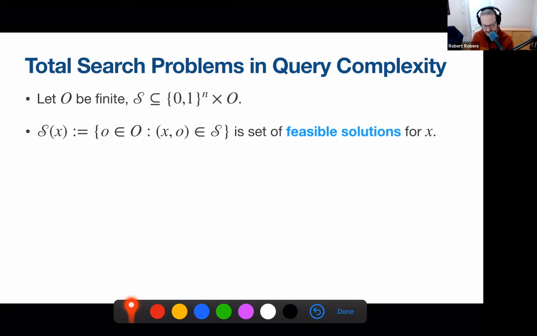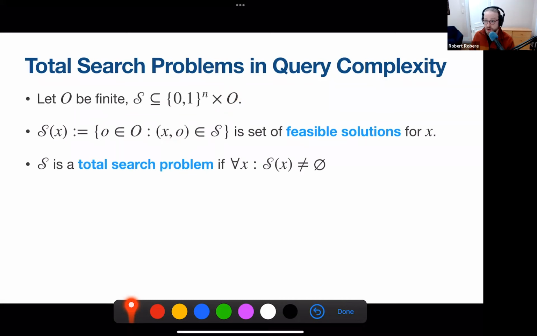So I'm thinking about S as a search problem where I get an input here and I want to find an O such that this is in the relation. And this search problem is total if there's always a feasible solution for every single X. Okay, so the false clause search problem we saw a second ago is an example of a total search problem, but that's just one example, right? You could think of many other total search problems.